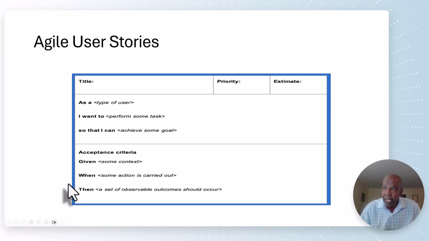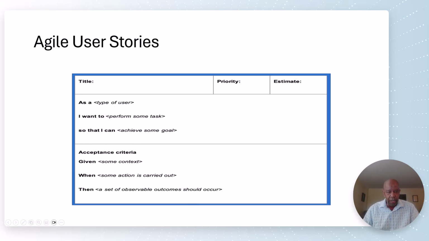Here is Agile. This is a user story from the Agile perspective. And here it's a little simpler, but it does lay out the same basic information. As a user, some type of user, I want to do some task so that I can achieve some goal. That's the story. That's the requirement. Now, how can we take that requirement and accept it? How can we tell that we satisfy the requirement? What is the acceptance criteria? So here we're saying, given some condition, when some action is carried out, then a set of observable outcomes should occur.